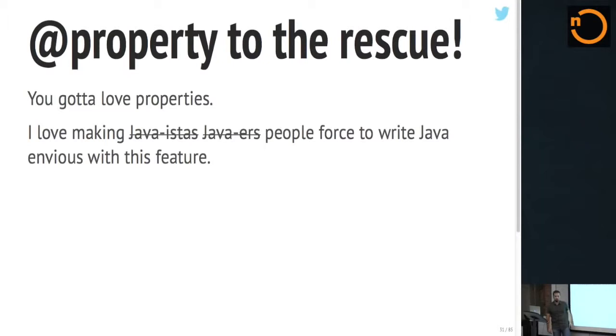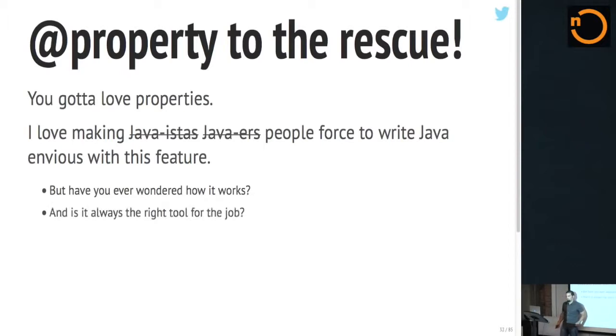I love getting people who write Java and showing them properties, and they're really happy because you don't have to write all your getters and setters up front. You can add them later on when you need them. So property is cool. We like property. Have you ever wondered how the @property decorator works? And is it actually always the right tool for the job?